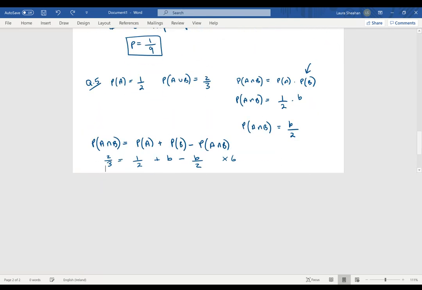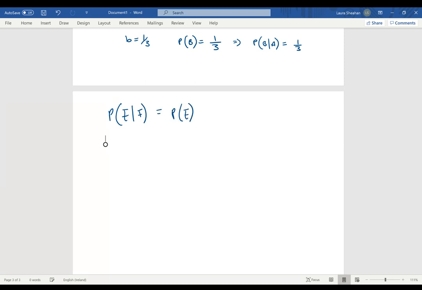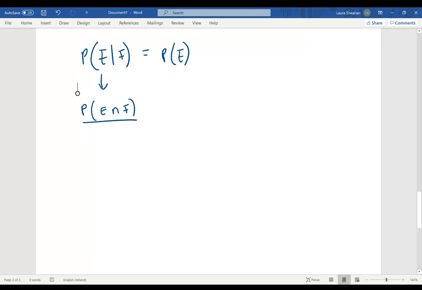Okay, so question 6. We have the probability of E, given that F has already happened, is equal to the probability of E. There's a couple of different ways that you can go about this, because you know they're independent. First of all, I can look at this. If I know that the probability of E given F has already happened, I can write that as the probability of E intersection F over the probability of F.